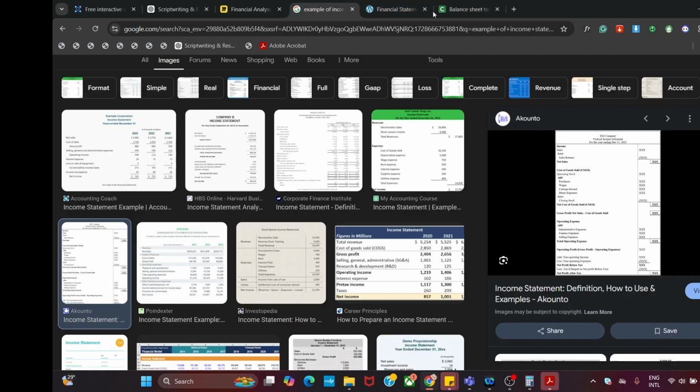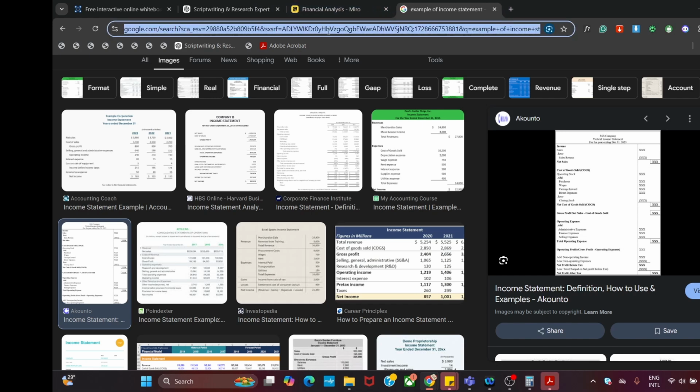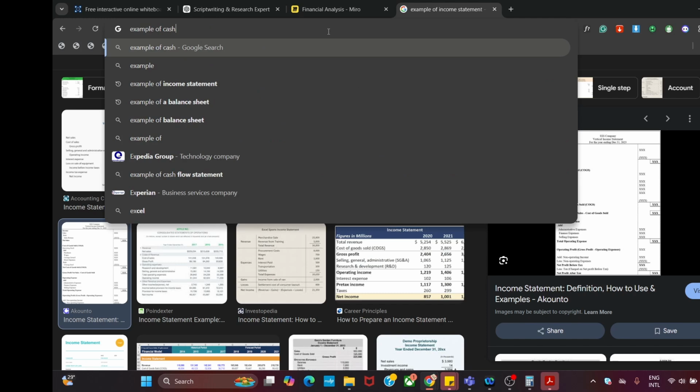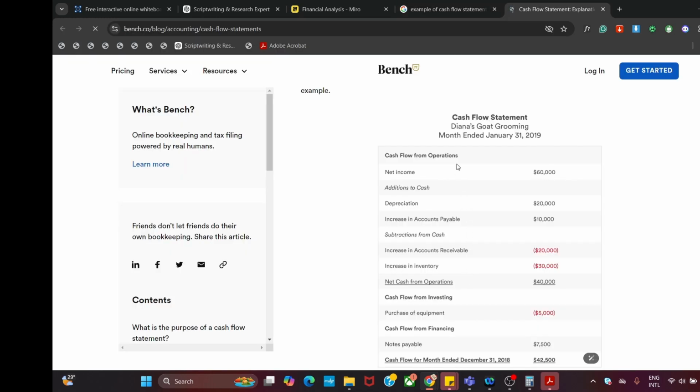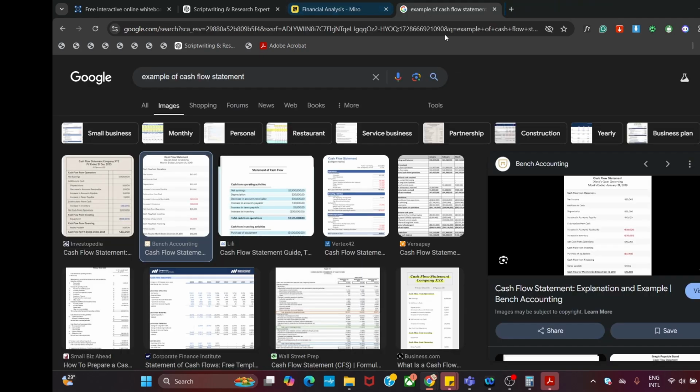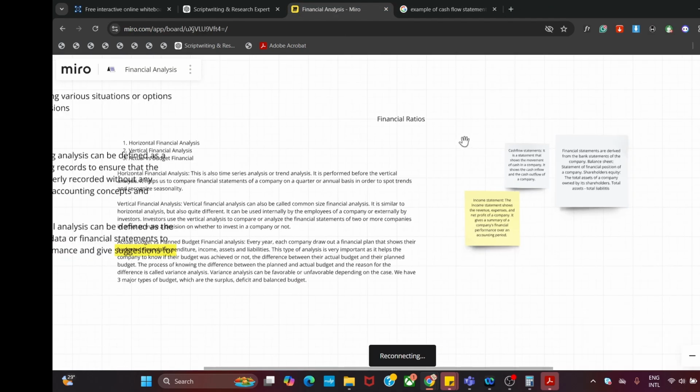So let's go ahead and close up this tab. Now let's look for an example of a cash flow statement. This is an example of a cash flow statement. Like I said, the cash flow statement shows the total inflow and outflow of cash of a company. This is what it is about.